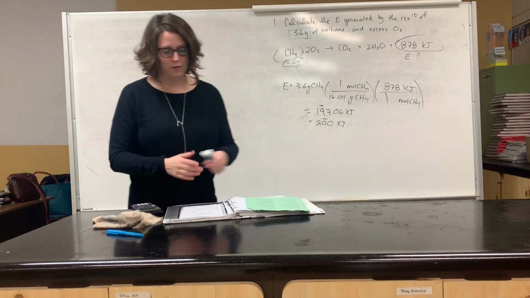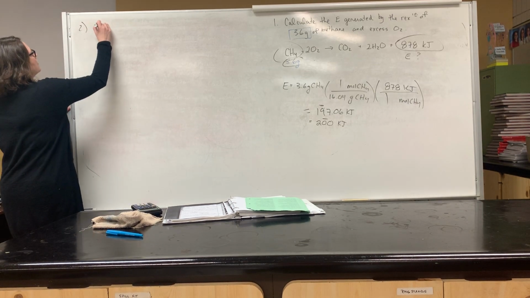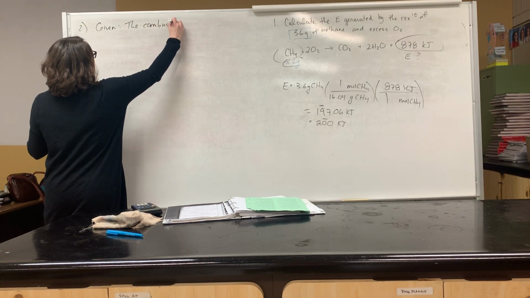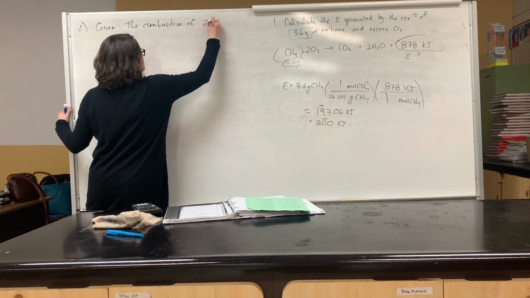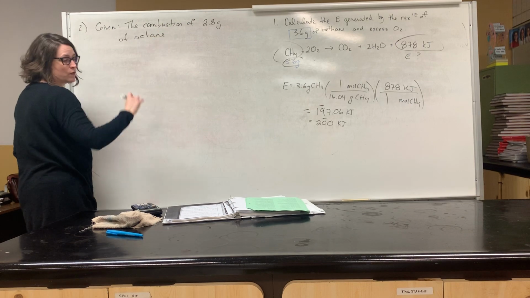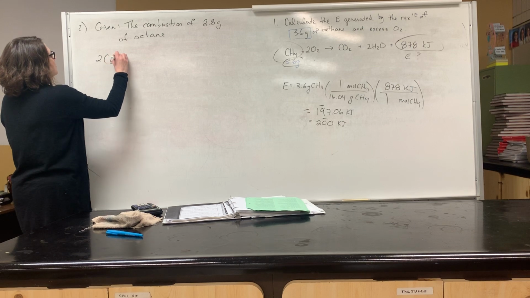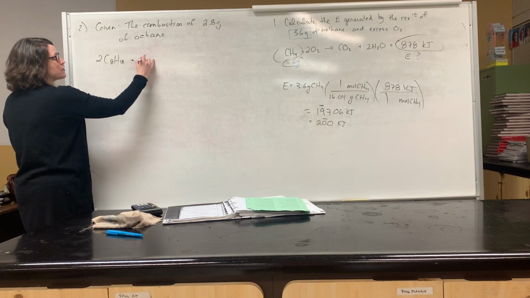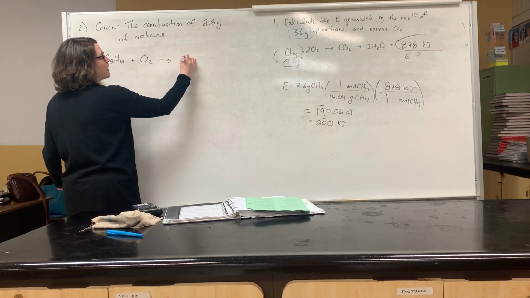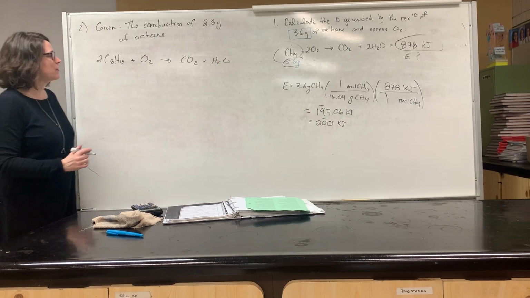So the next one, given the combustion of 2.8 grams of octane. So octane, you're given the equation C8H18. Now it's a combustion reaction, so right away you know that it's plus O2, going to be CO2 plus water. That is standard for a combustion reaction. Make sure you're able to do that.